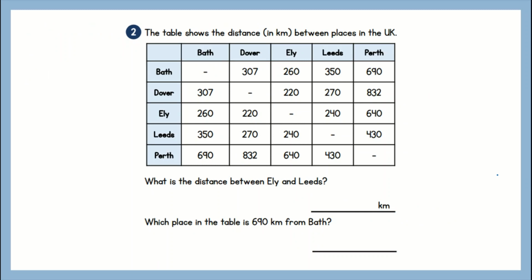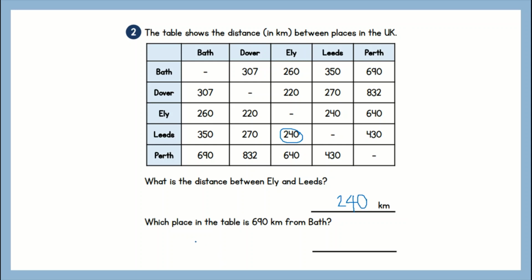Question 2. The table shows the distance in kilometres between the places in the UK. What is the distance between Ely and Leeds? We're going to go across the chart, Ely, and we have Leeds down here. So this is the number that we're going to use. The distance between Ely and Leeds is 240 kilometres.